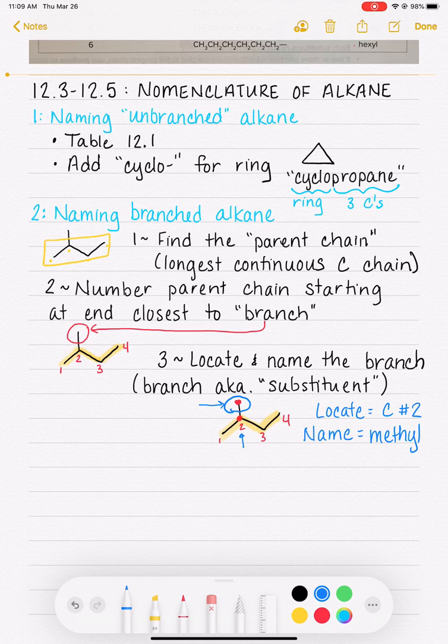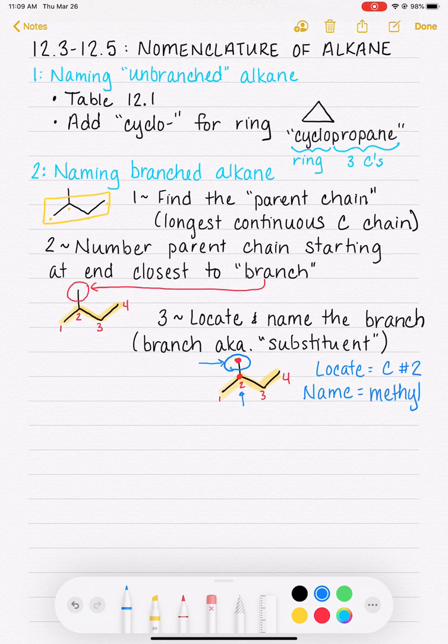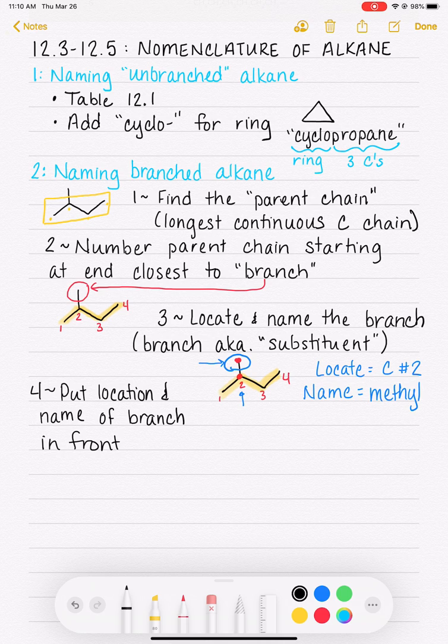So once you have located the branch, carbon number 2, and named the branch methyl, now we, step 4, put it all together. We start by putting the location of the branch, and then we name the branch. And we put that in front of the name of the parent chain. So the location of our branch is 2. The name of our branch is methyl. We have a little space in between the 2 and the methyl. And we separate the location from the name with a dash or a hyphen.